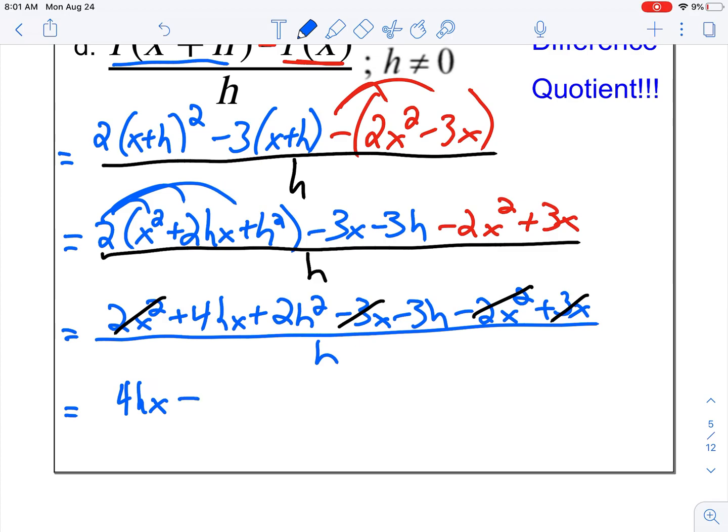So all I have left is 4hx plus 2h squared minus 3h all over h. Okay? Now, if you've done it correctly up to this point, every time you do a difference quotient problem, you should have an h in every term up top of the numerator and an h in the denominator.